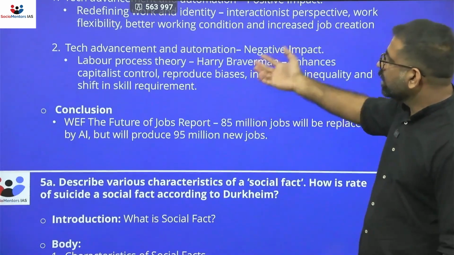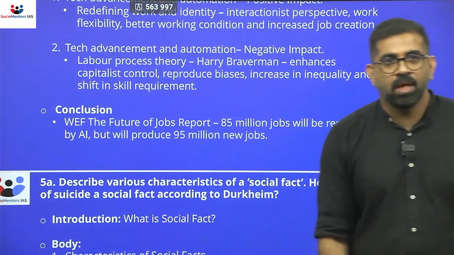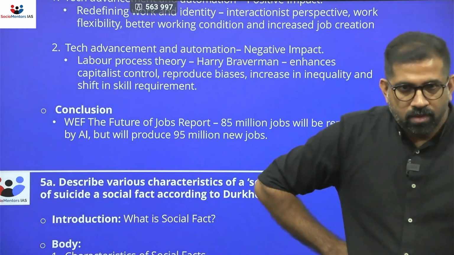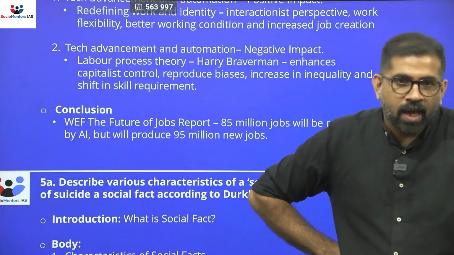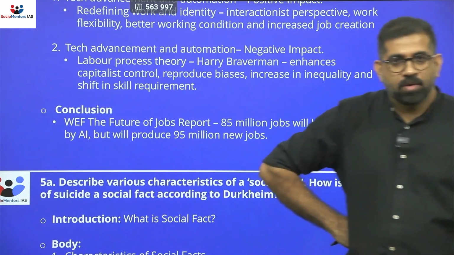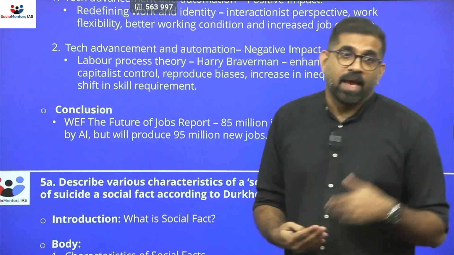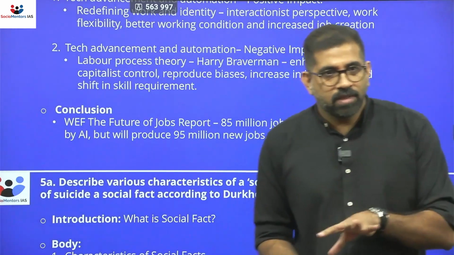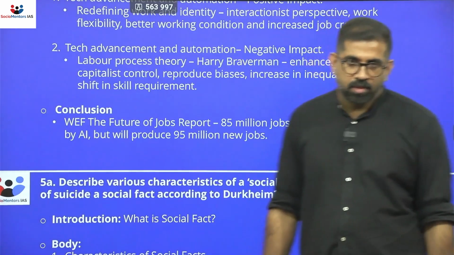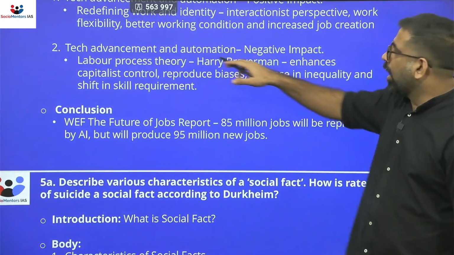And when it comes to the negative impact, you can use Harry Braverman's labor process theory. In labor process theory, Harry Braverman mentioned that all this automation and technological advancement is giving more and more control to the capitalist, right? Automation gives more control, with new forms of monitoring the workers and new forms of assessing the work. All of these are giving more power to the capitalist rather than the worker. So from a Marxian point of view, you can bring in labor process theory by Harry Braverman.